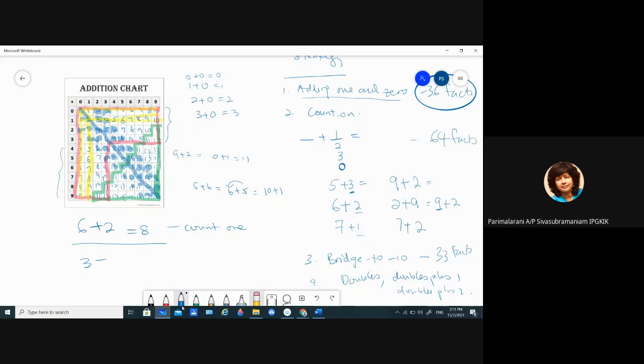How about if you have 3 plus 2? What strategy is suitable for this? Count on and near doubles. Yes, count on and doubles. Could be doubles plus 1, because you can think of this as 2 plus 2 plus 1, okay? Or 3 plus 3 minus 1 is also doubles less 1, okay? Okay, so what if you had 5 plus 6 equals to 11? What strategy is suitable here?